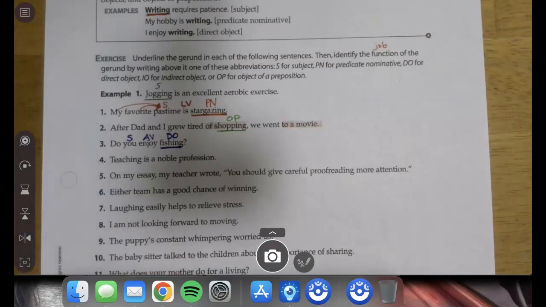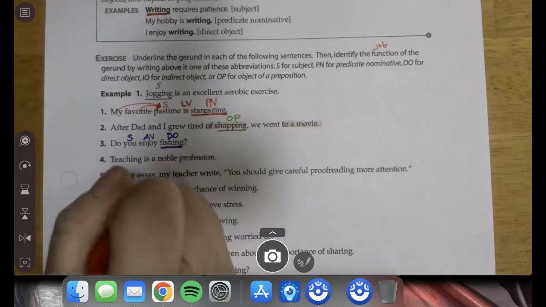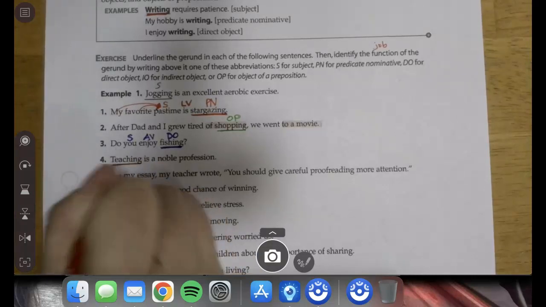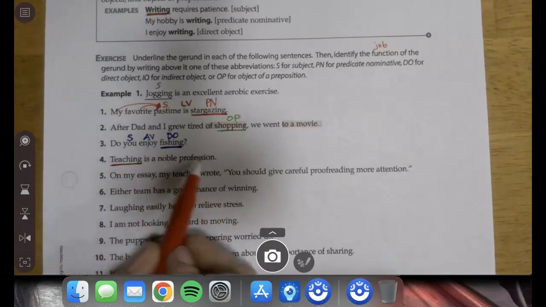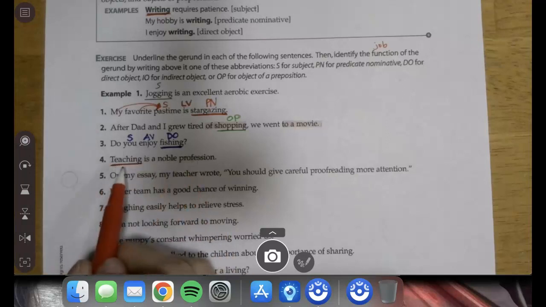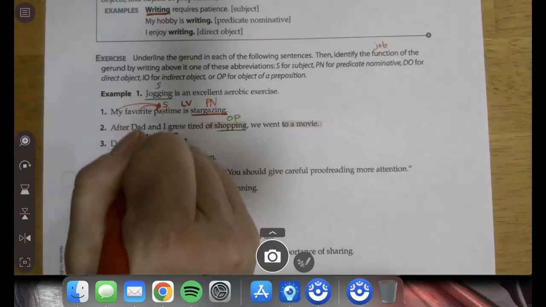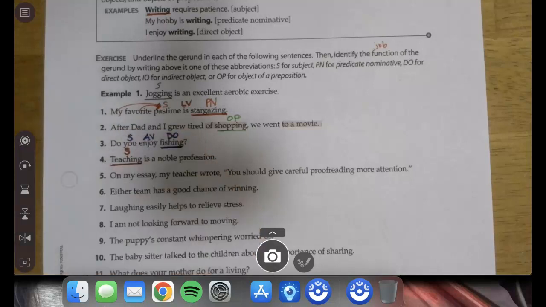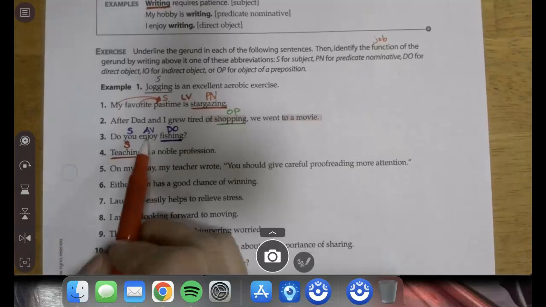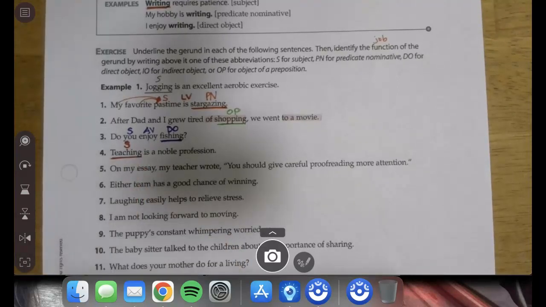Number 4, teaching is a noble profession. I'm going to look for my verb that ends in ing, and I found teaching. And I'm going to go, I don't see any phrases, so I'm going to look for my subject. And in this case, the gerund is the subject. Teaching is the subject. Okay, and so I really don't need to do any more in that sentence because I figured out what the gerund is doing.